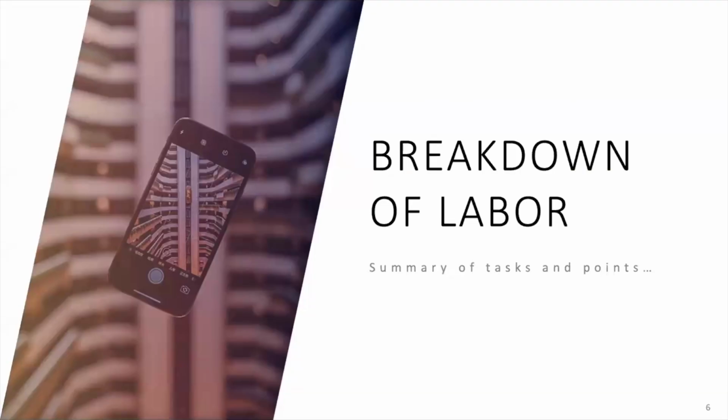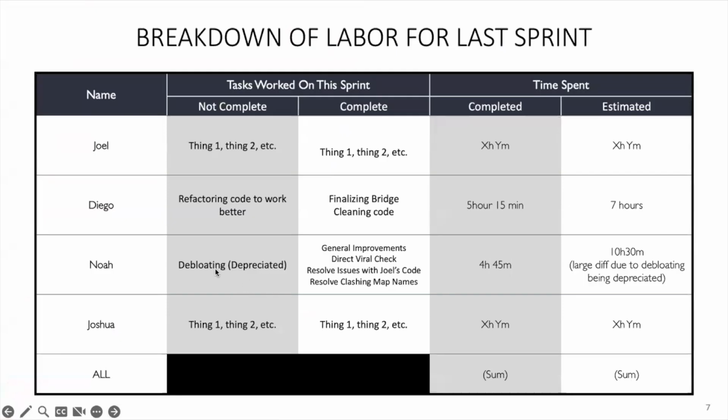Next up, for breakdown of labor for myself, as you can see here, I was unable to complete debloating. This ended up getting deprecated and was not pursued. But as far as completed, I was able to do some general improvements, implement a direct viral check after the bloom filter, resolve some issues with Joel's code, along with fixing issues for resolving my clashing map names. Overall, this ended up being just under 5 hours of work for this sprint, but another 6 was dedicated to debloating. However, again, this ended up not being pursued due to the large overhead of getting this handled and being a bit too far outside the scope of the project, which is what our team decided on.